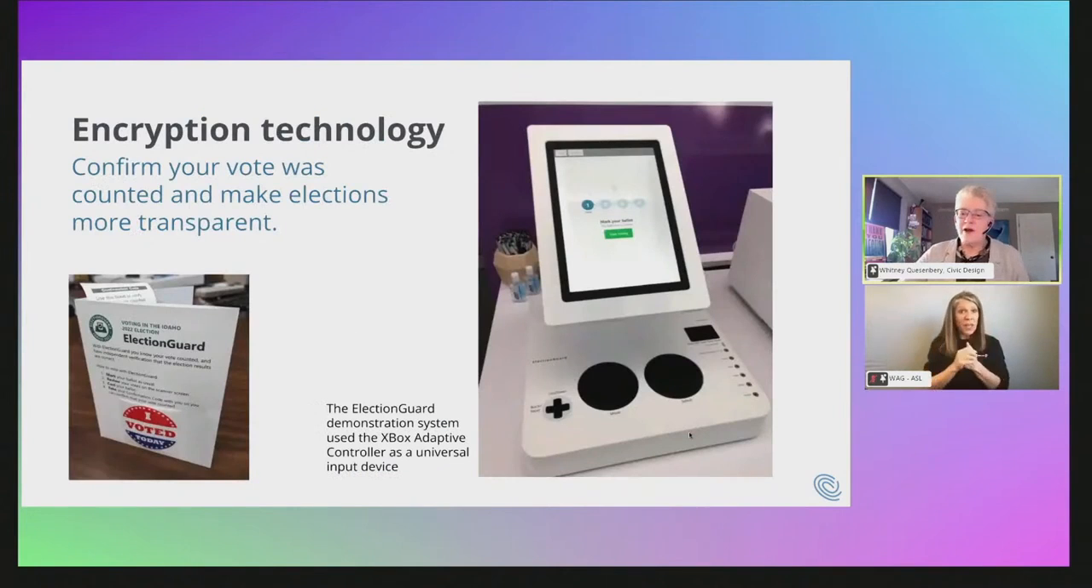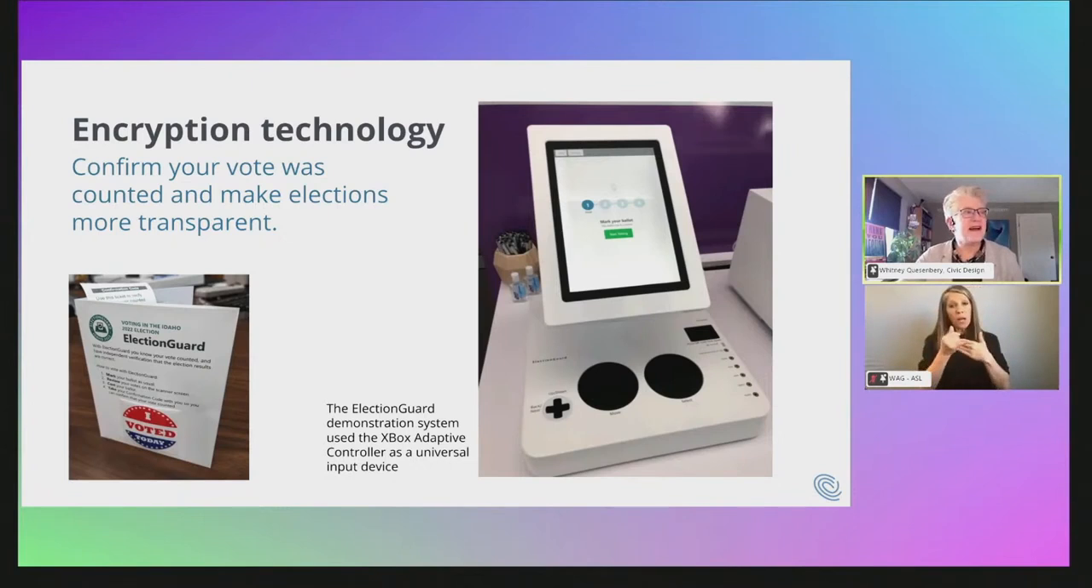The other thing that's coming along that's new is what we call encryption technology. How do we make sure that the way we mark the ballot and the way we cast that ballot is actually how that ballot got counted? There's an open source project that Microsoft is promoting called ElectionGuard that builds that technology into a voting system. We've been talking about it since 2006, and there's now 2 projects that are working on actually building it into a voting system.